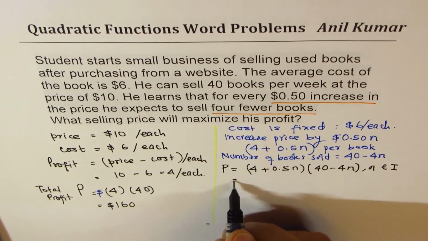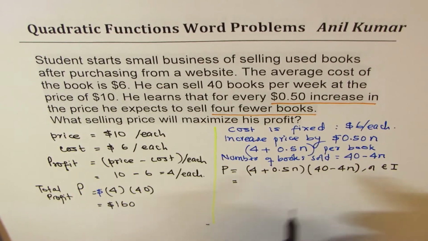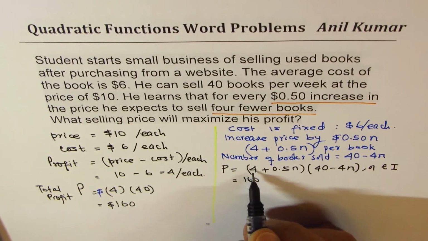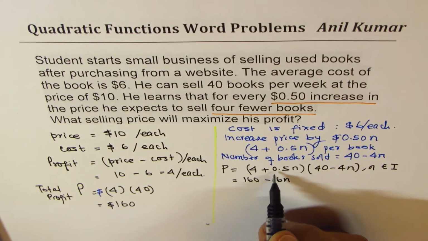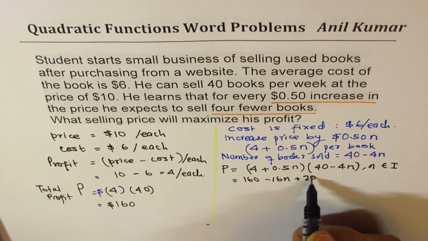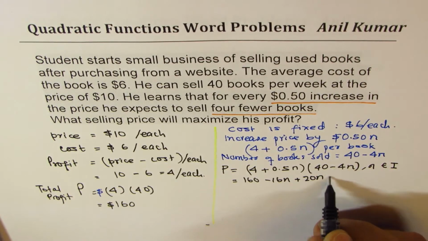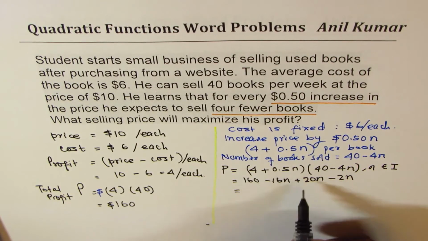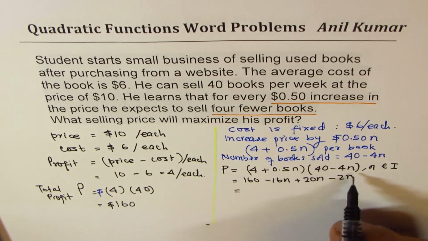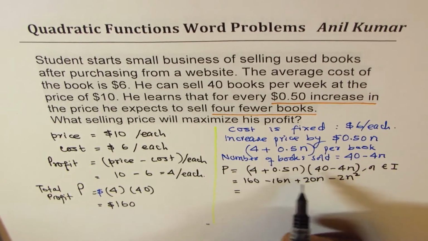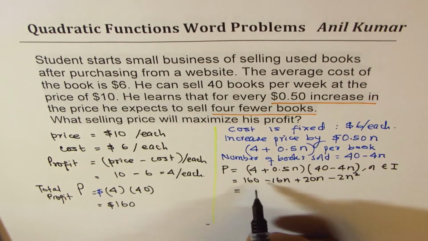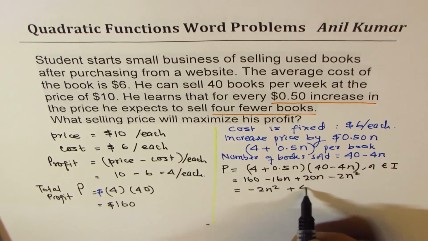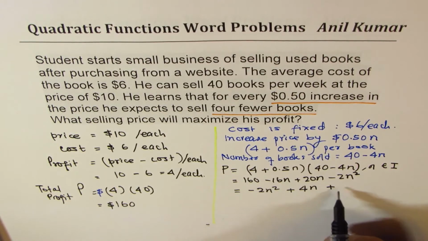Now let's open this, and we can complete the square to maximize the profit, right? So when you open this, what do you get? 4 times 40 is 160. 4 times this is minus 16n. 0.5 times 40 will be 20n. And 0.5 times minus 4n is minus 2n. Right? So this was n square we missed. When you multiply the last term, it will be minus 2n square, 0.5n times 4n. Let's rearrange. So we get minus 2n square, plus 4n, plus 160, right?